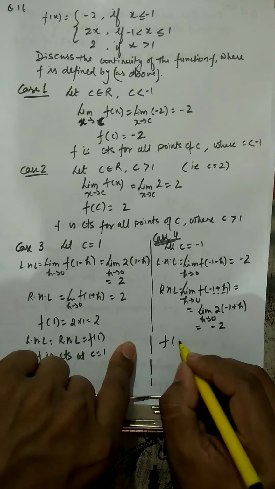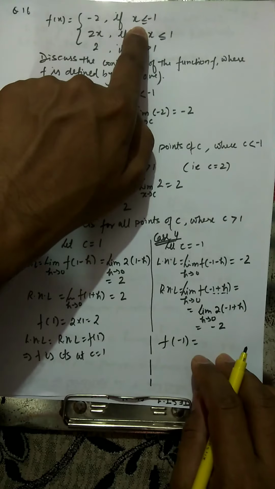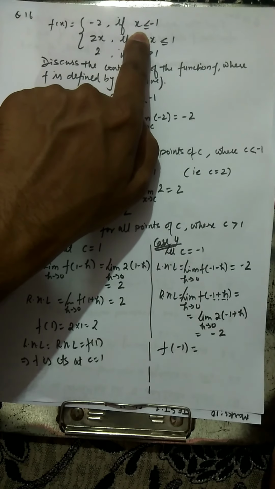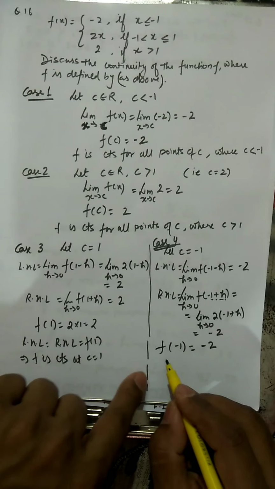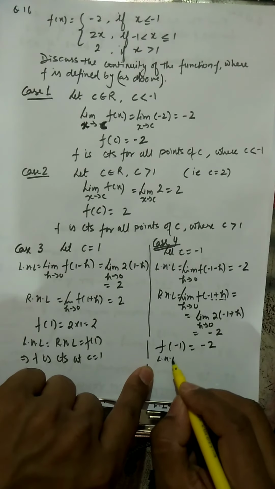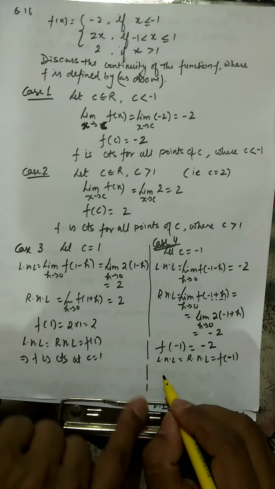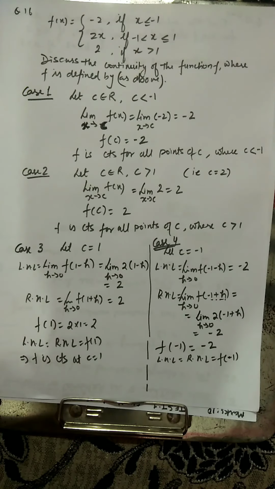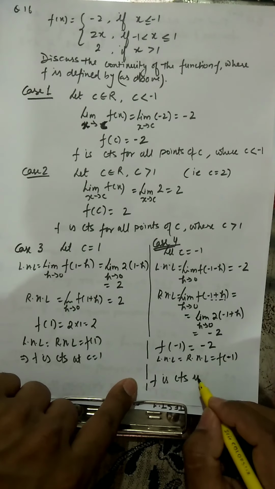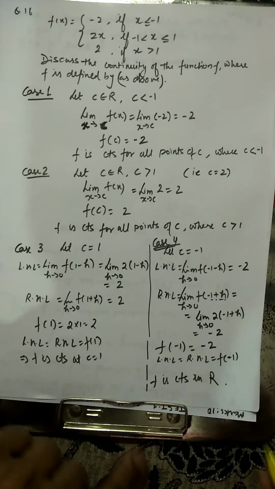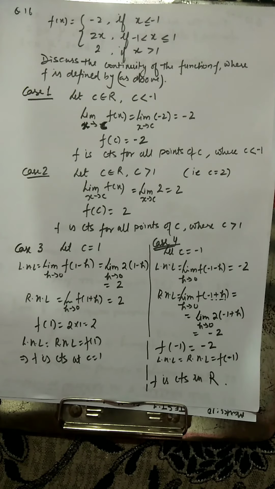The last step left is where I check for f of minus 1. You can see in the last top one, for x less than or equal to 1, f(x) is minus 2. So this is also minus 2. So left hand limit equals right hand limit equals the function's value at that point. So from case 1, case 2, case 3, we can see that f is continuous in R. In general, we can say this function is continuous at all points of its domain.